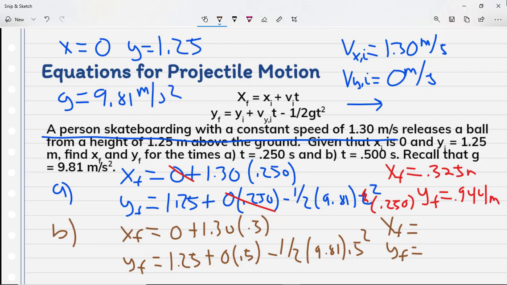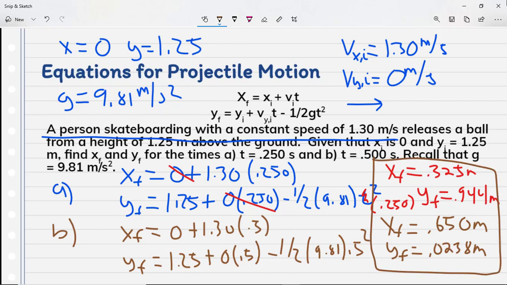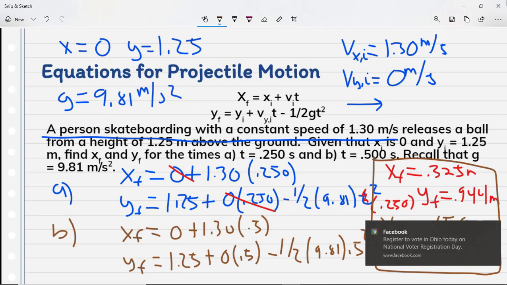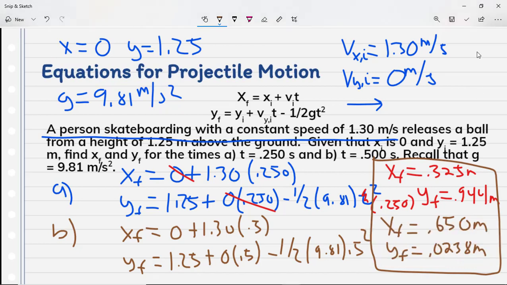And we solve. And there are the answers. So again, the key thing to keep in mind here, with all that information given in the problem, it really helps to visualize this.